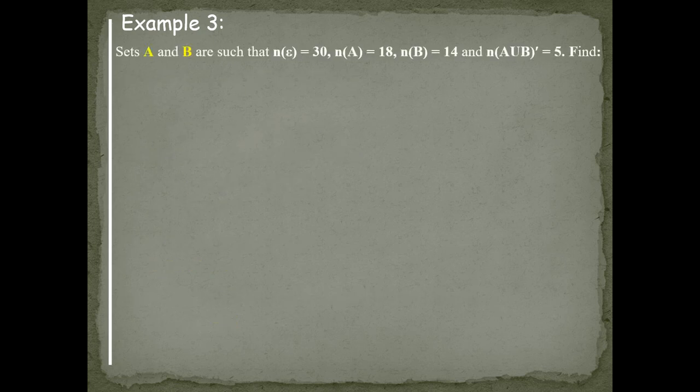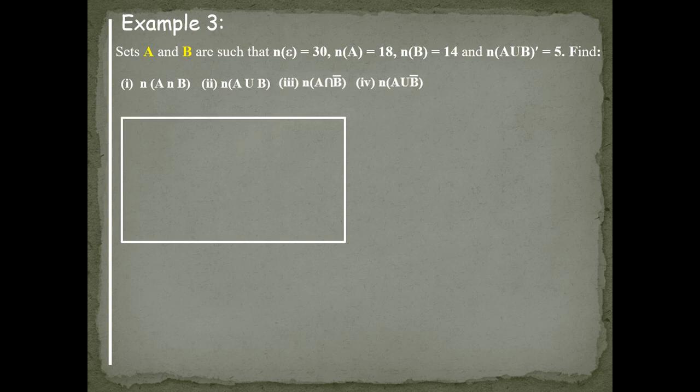Example 3. We have that information. You can analyze it. Sets A and B are such that the number in the universal set is 30. The number of A is 18. The number of B is 14. A union B complement, outside the union, we have 5. But within the universal set, what are we interested in? So we have that question.